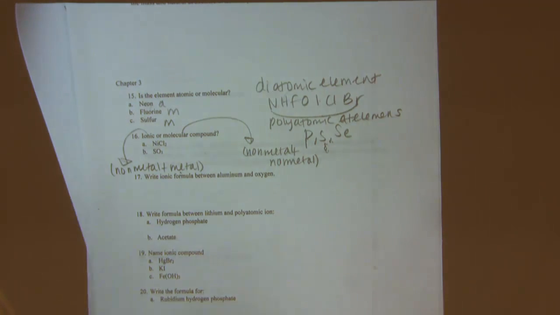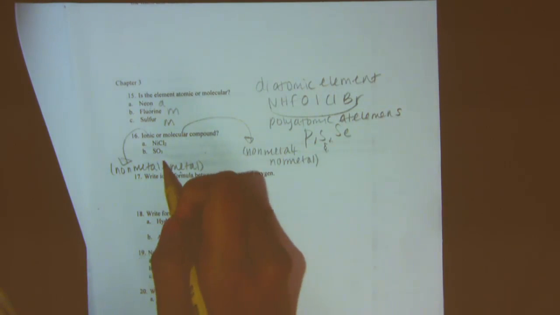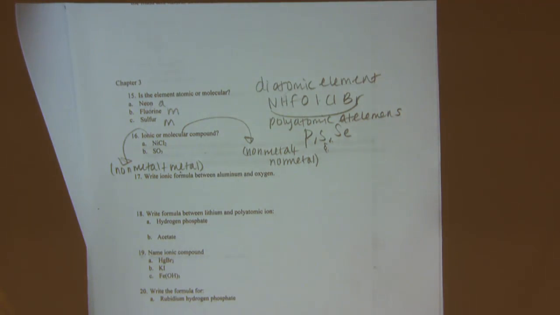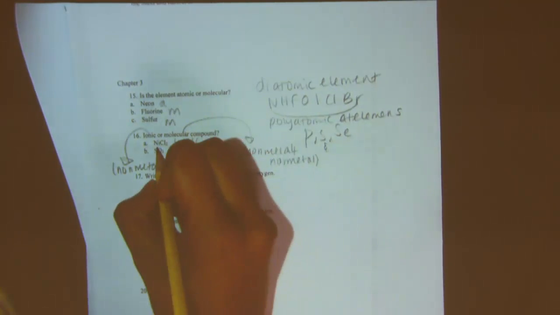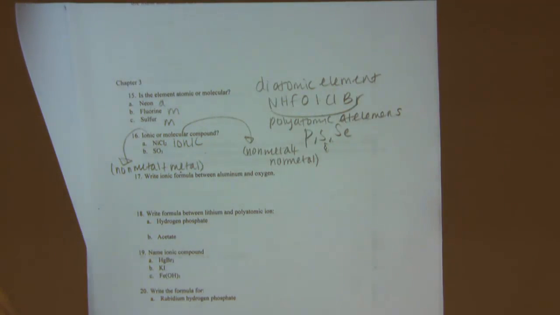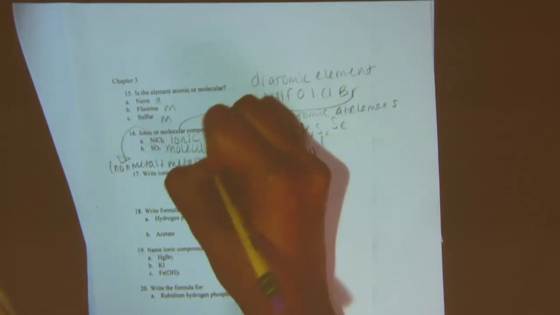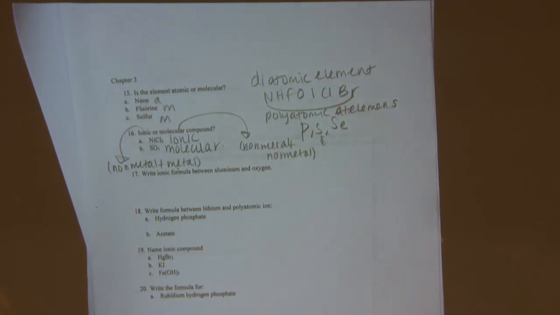NiCl2, ionic compound or molecular compound? Ionic, because we have our metal as nickel and our non-metal as chlorine. Okay, SO3, ionic compound or molecular compound? Molecular, because sulfur and oxygen are both nonmetals.